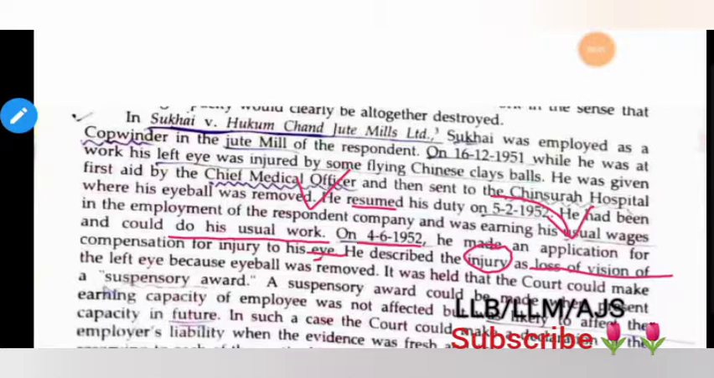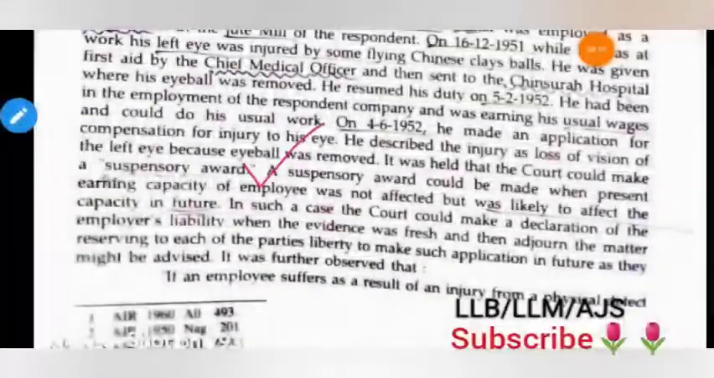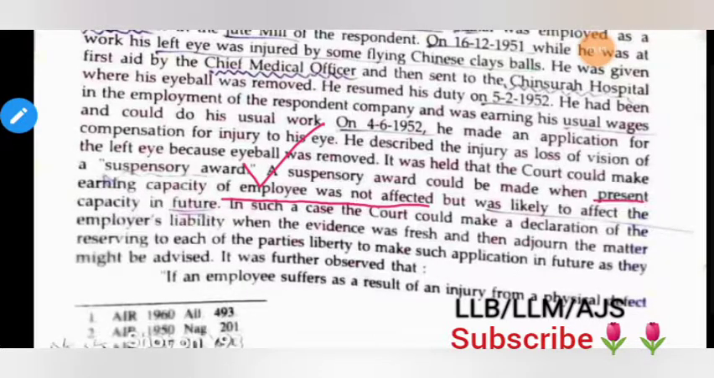It was held that the court could make a suspensory award. What kind of award is this? A suspensory award could be made when the present earning capacity of the employee was not affected but was likely to affect the capacity in future, as we have seen in the previous case. In such a case, the court could make a declaration of the employer's liability when the evidence was fresh and then adjourn the matter, reserving to each of the parties liberty to make such application in future, as they might be advised.